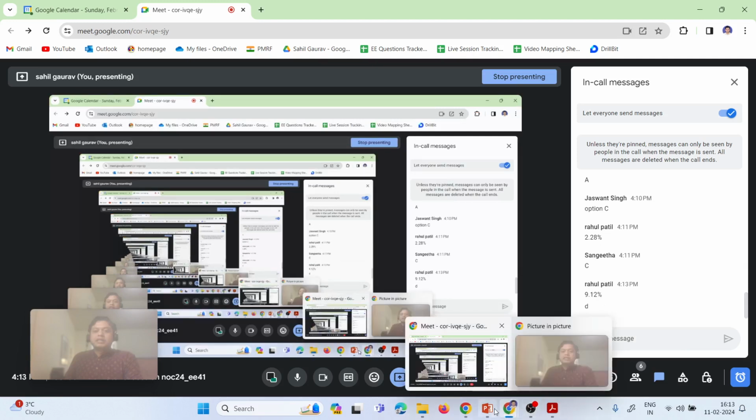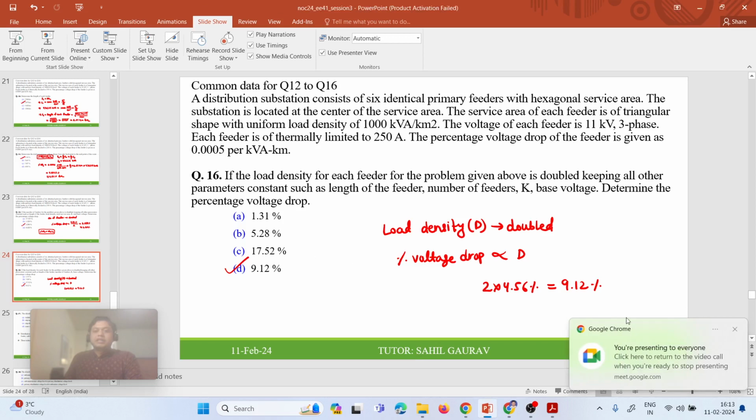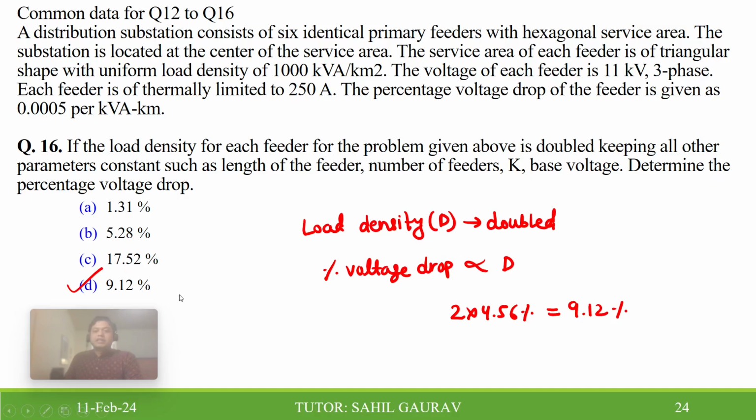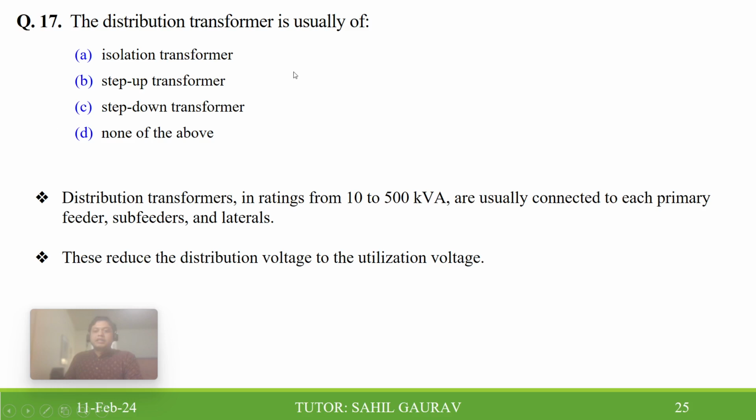So now we have four theoretical problems. We will see this type of problems. The distribution transformer is usually of isolation transformer, a step up transformer, step down transformer, or none of the above. What is the correct answer? Just tell fastly. C, step down. Yeah. So distribution transformer is a step down transformer.